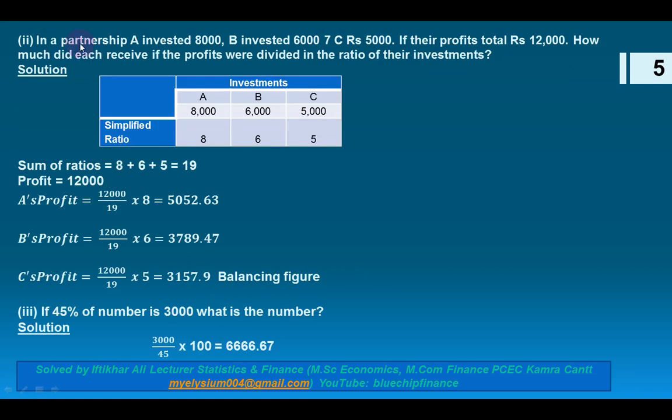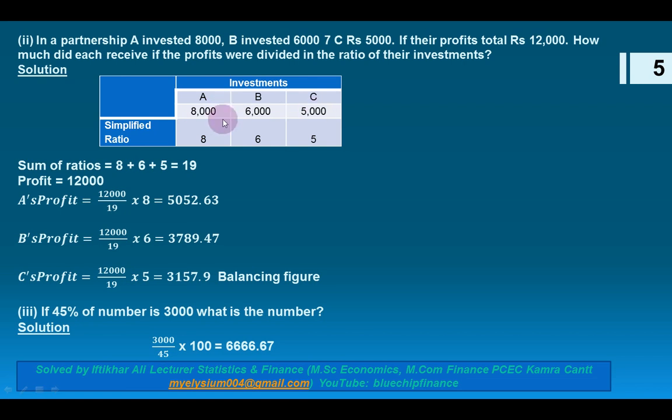Second question: in a partnership A invested 8000, B invested 6000 and C invested 5000. There is a mistake. This digit 7 is not present in the question, so just skip this 7. So C invested rupees 5000. If their profits total rupees 12,000, how much did each receive if the profits were divided in the ratio of their investment? So first of all, reduce the ratio.